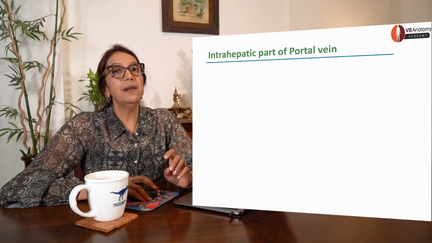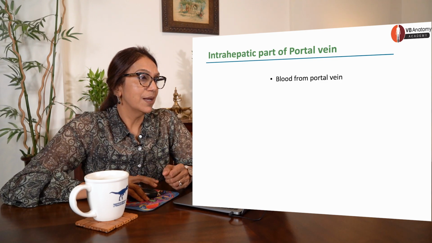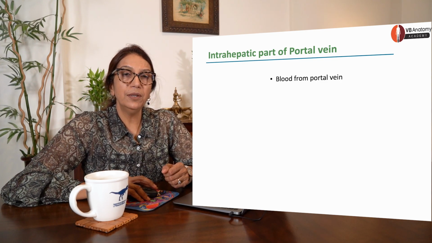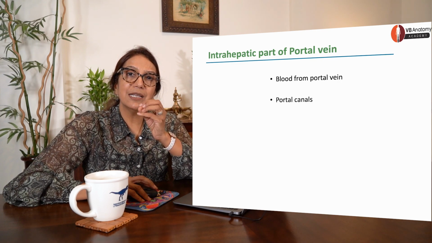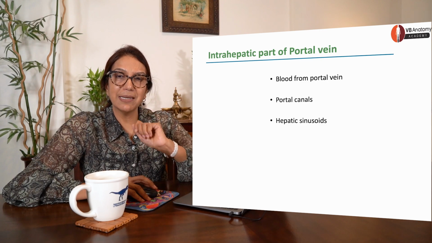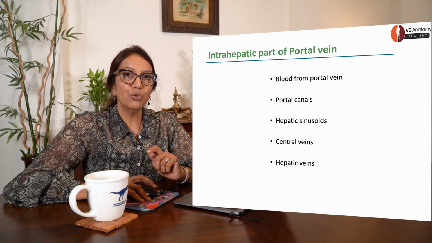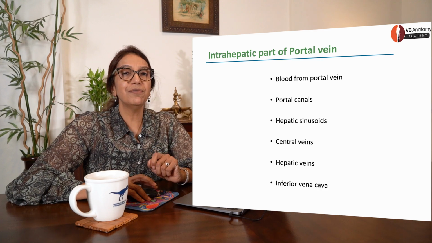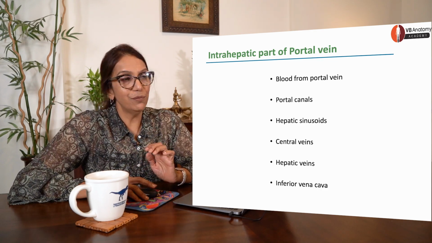Now we go to the intrahepatic course. What does the portal vein do inside the liver? Inside the liver, remember, the portal vein releases blood into portal canals in the form of branches. From the portal canal, blood goes into hepatic sinusoids, then into central veins, then into hepatic veins, and finally into the inferior vena cava. That's the direction in which blood is going to flow.